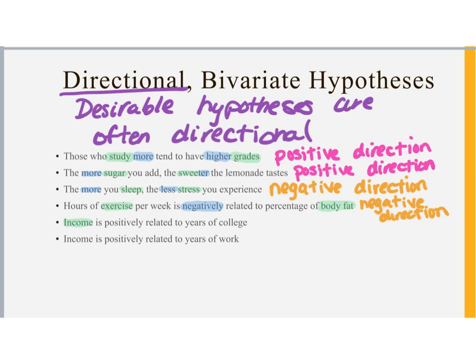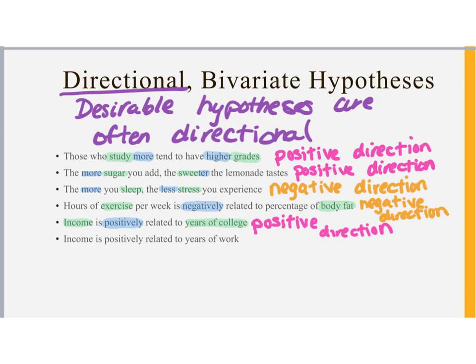They are income and years of college. Now we look for indication of direction, and we see this one also was a little easier for us because the word positively was right there in the statement. So we know that the expectation is that there will be a positive correlation between income and years of college. Now let's look at the last one.